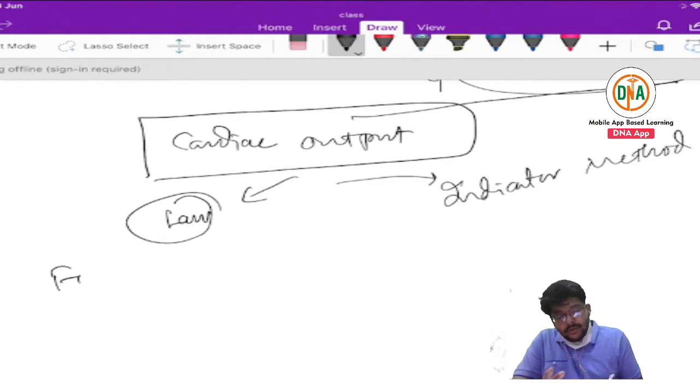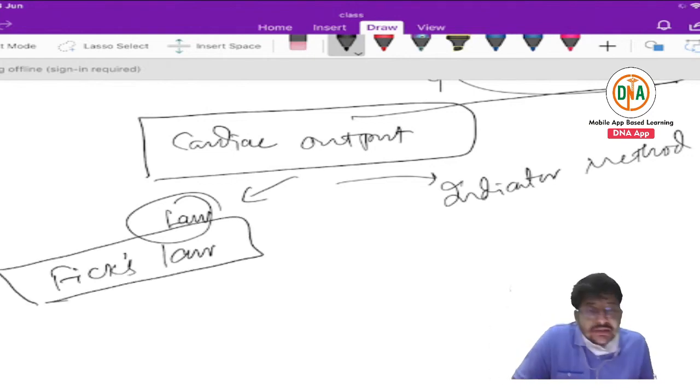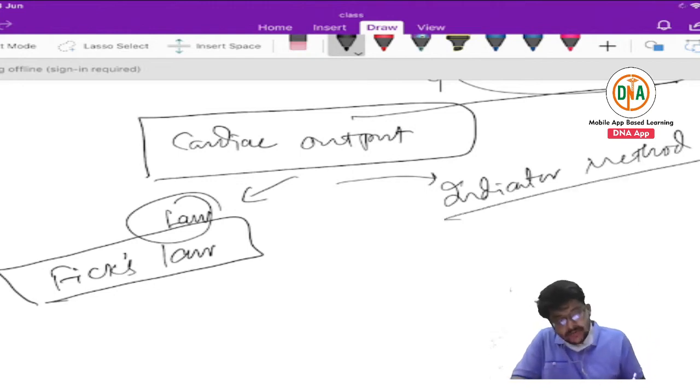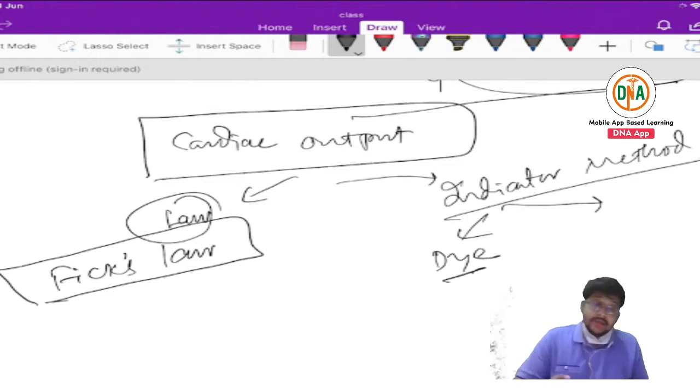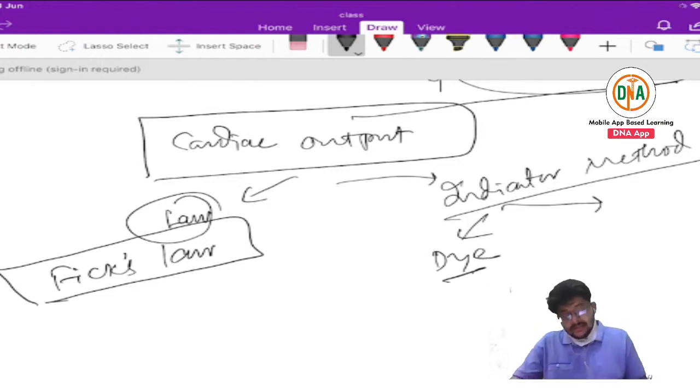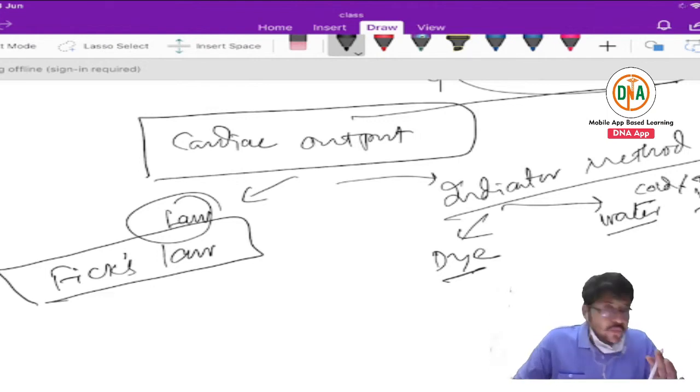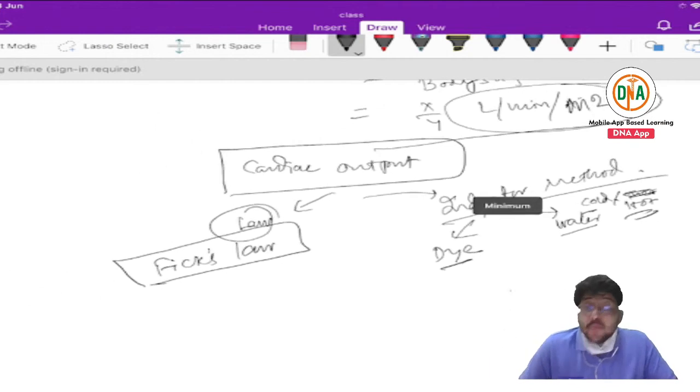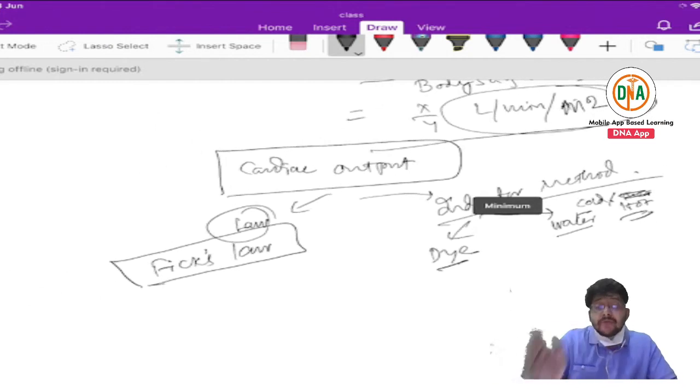The law that we use is Fick's law. And in the indicator method, we use two substances. One is a dye, normally methylene blue, and the other is water, but this is cold water, or sometimes we can also use hot water, depending on the situation. So what we do is use water at a different physiological temperature.